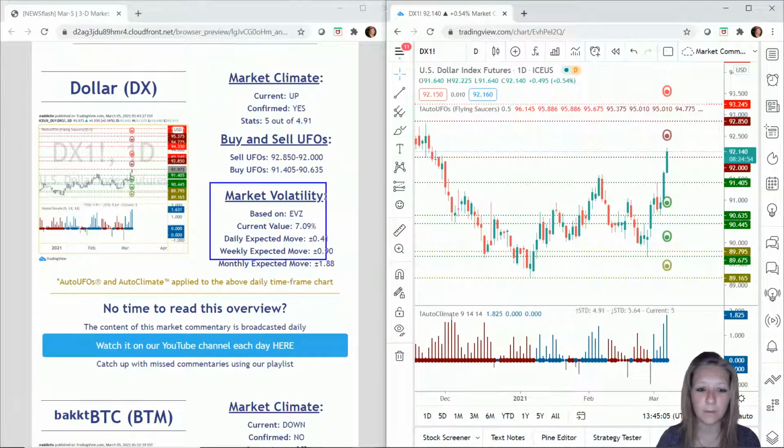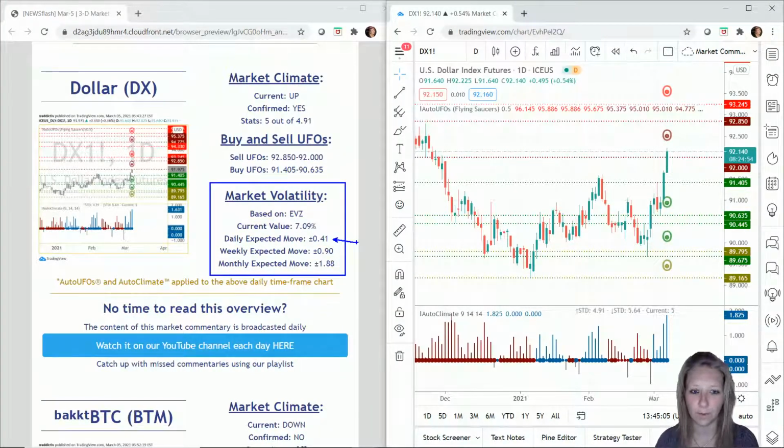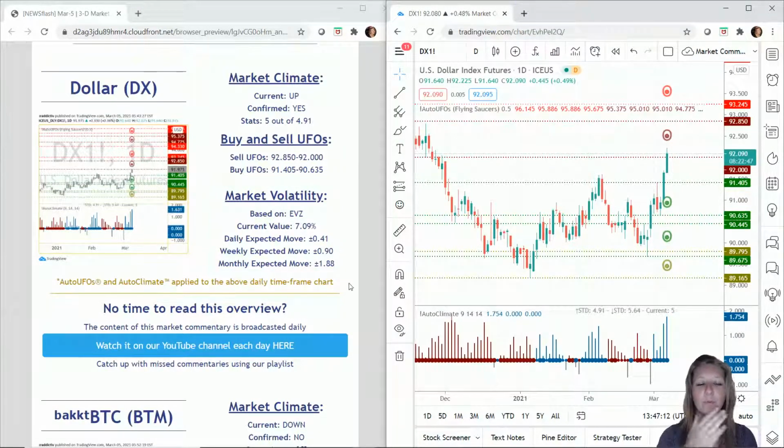Now, when it comes to market volatility, we would expect a movement up or down in one day of 0.41 points. In a week, 0.90 points up or down. And in a month, 1.88 points up or down. Again, that gives us an idea of what we expect up or down within these given periods of time. And then we can figure out in which direction that's more likely to happen by using other technology, such as the AutoClimate or the AutoUFOs.